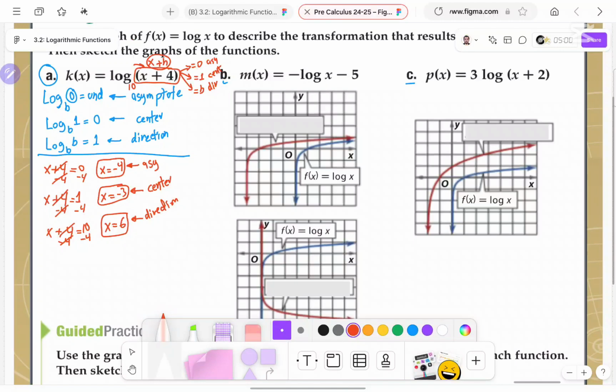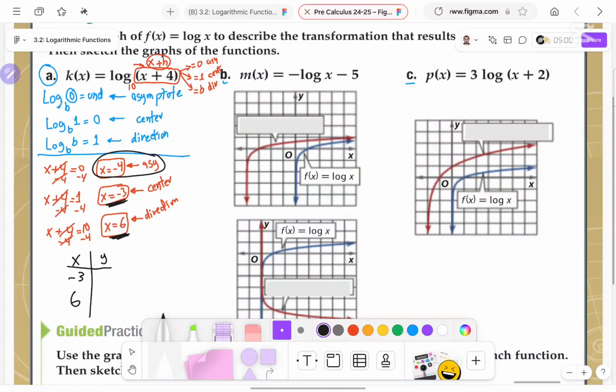Now let's make the next step. Let's make a table, x and y. What should I put in my table? In the table, we take the value of the center and the value of the direction, because you already know this is the asymptote, so you don't have to put it in the table. So now take x equals negative 3, put it in the table. Take x equals 6, put it in the table.